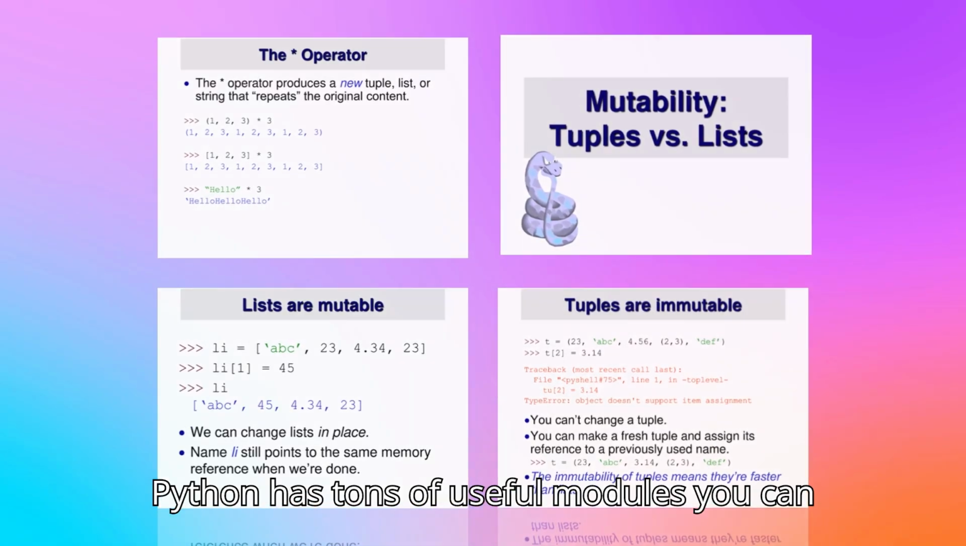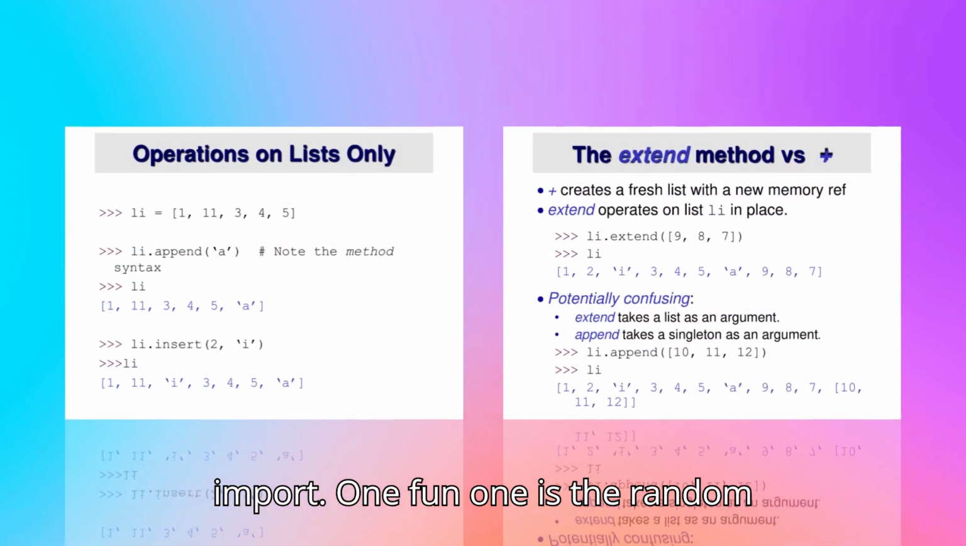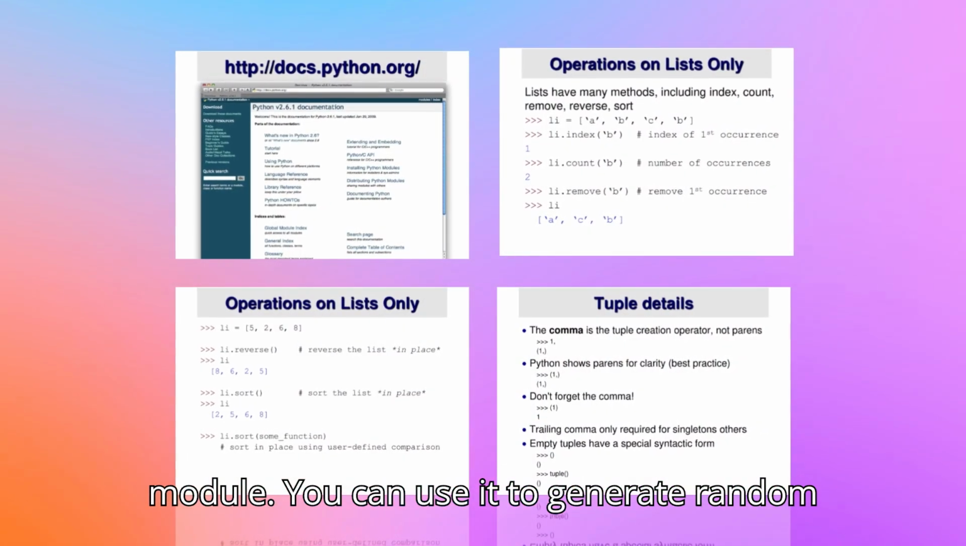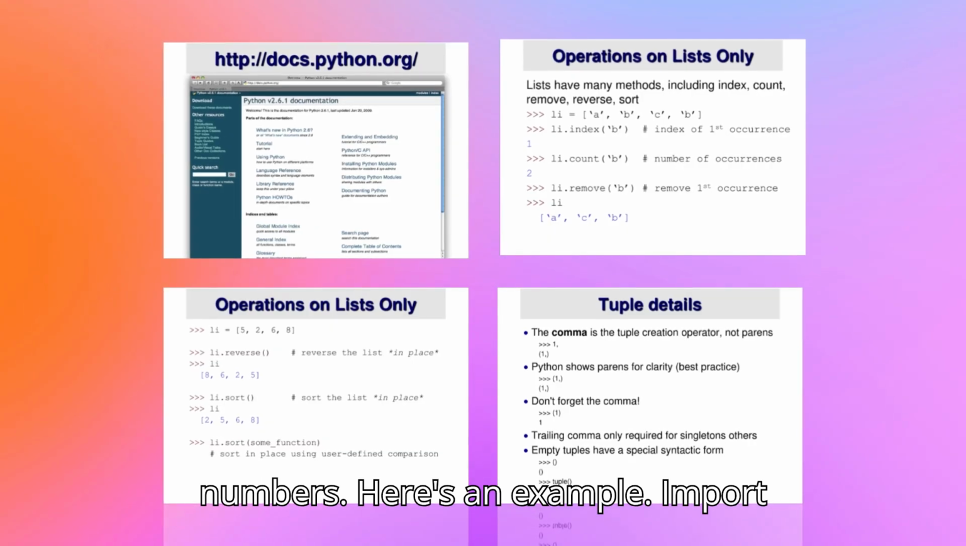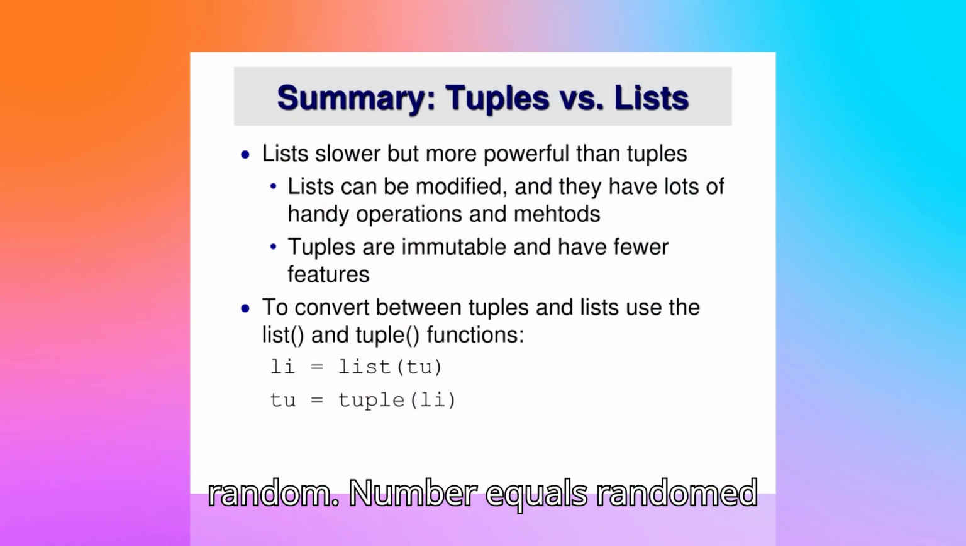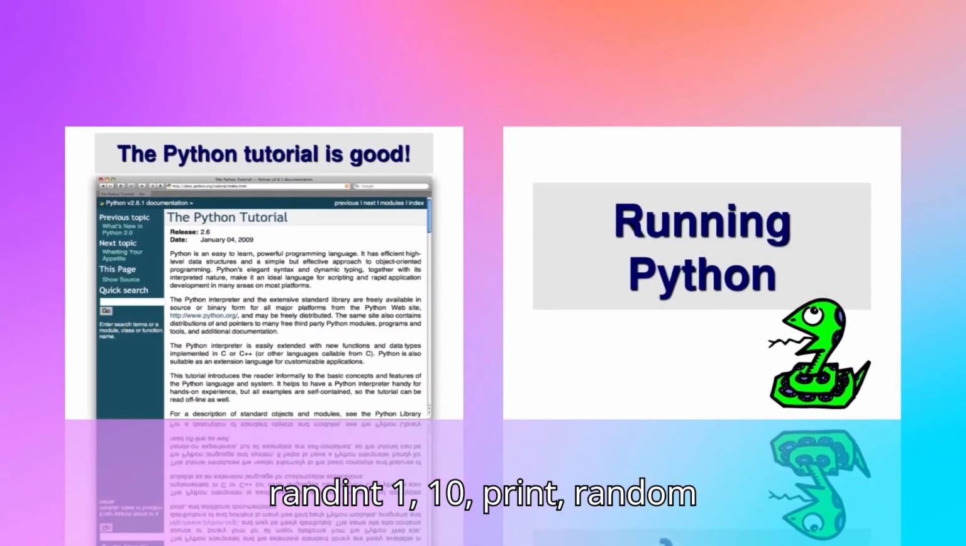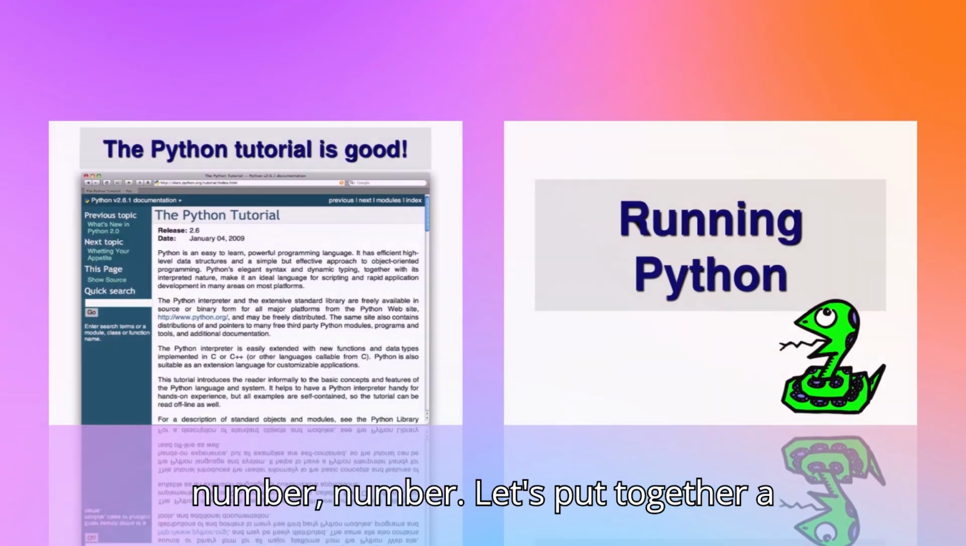Finally, Python has tons of useful modules you can import. One fun one is the random module. You can use it to generate random numbers. Here's an example. import random, number = random.randint(1, 10), print("Random number:", number).